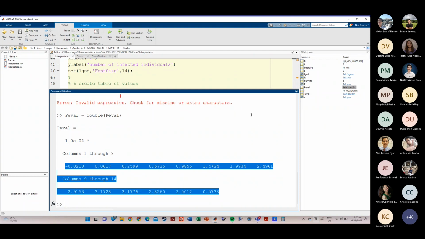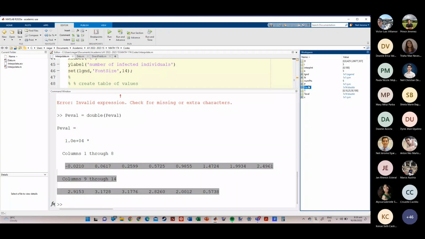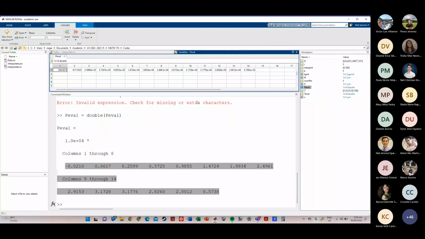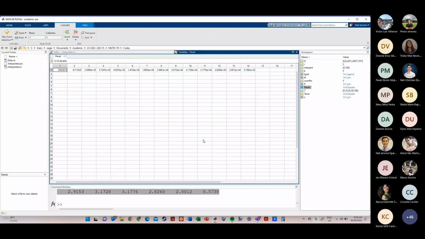Alright? Kung gusto niyo makita yung number na hindi naka-factor yung magnitude, dun sa workspace, double-click niyo lang yung p-eval, yung variable name. Nandito na ako sa workspace. Medyo maliit yung font sa workspace, pero yung nasa right side. Click niyo yung p-eval na pangalan. Lalabas yung parang Excel. Here you go. Para makita natin yung data. Medyo maliit yung font, pero yeah.